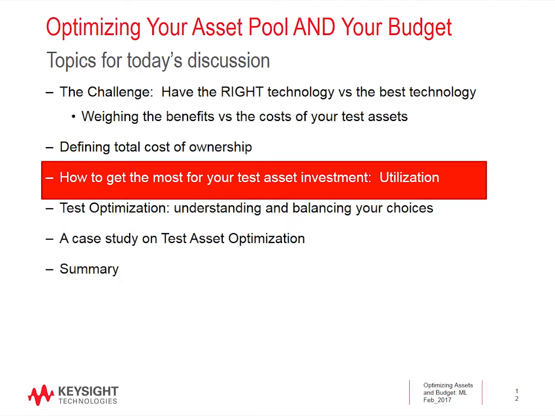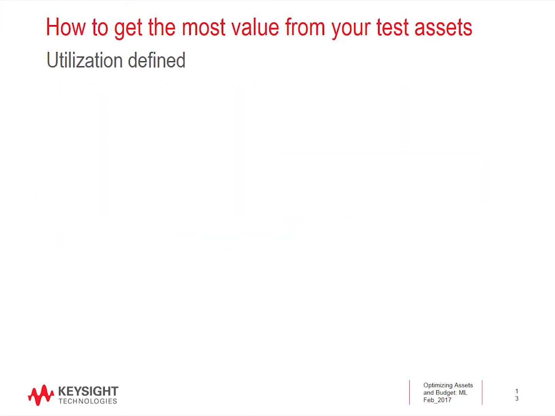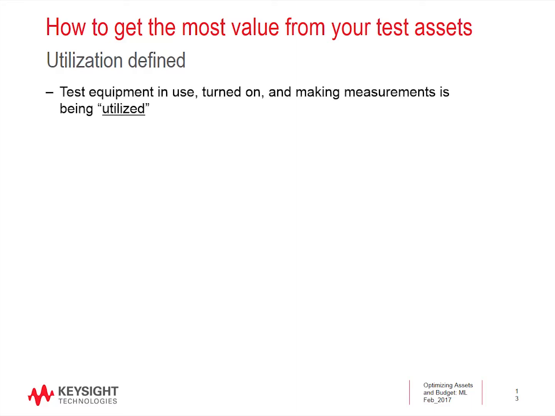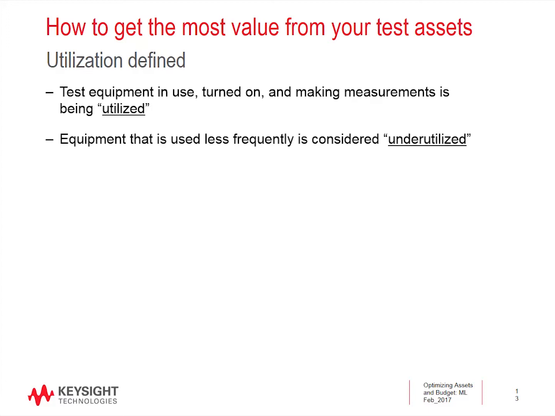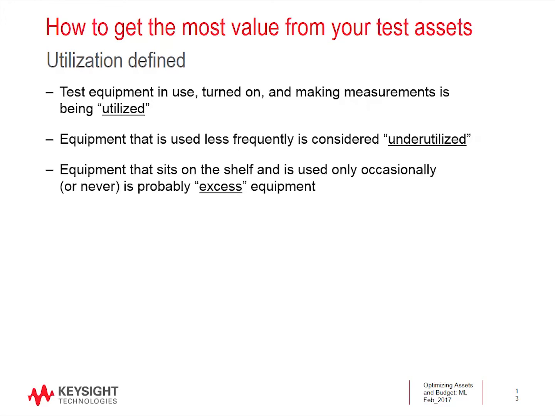You spend a lot of money on your test assets, so it's important to get the most out of your investment. Let's focus now on the concept of utilization. Utilization is a term that is pretty straightforward to understand, but there are a few variations that we'll define further. Test equipment that is turned on and being used to make measurements is considered utilized. Equipment that is usually used but is not needed in the lab and ready for use all the time is considered underutilized. And equipment that sits on the shelf and is rarely used, if ever, is most likely going to be considered as an excess asset.